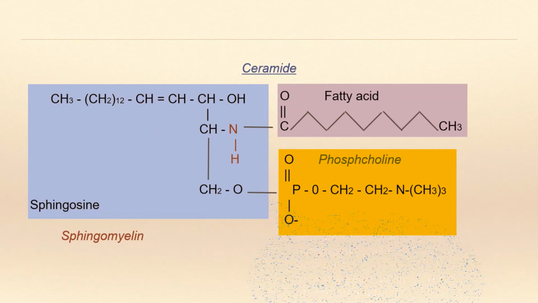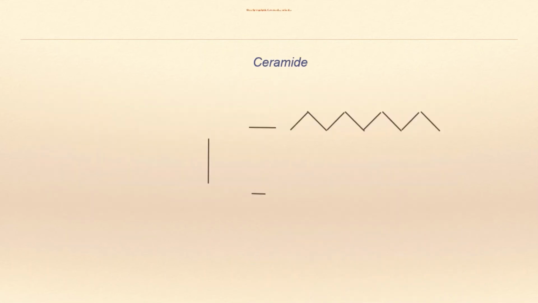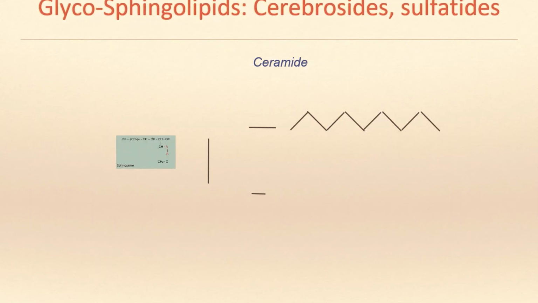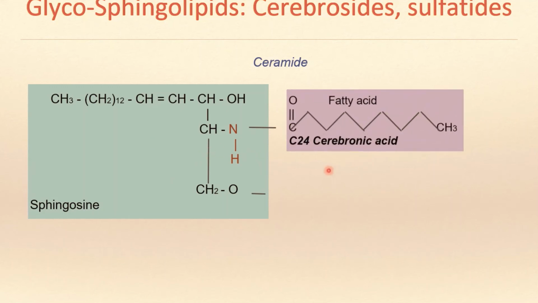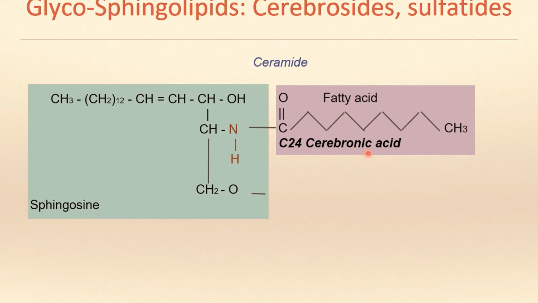The next we can have are cerebroside and ganglioside. Now these are the glycosphingolipids. Again, for the glycosphingolipids, the backbone is the same: sphingosine combined with the fatty acid. Here I have shown that it is C24 cerebronic acid. And then subsequently there will be addition of a carbohydrate, glucose or galactose. So it becomes the glycosphingolipid.